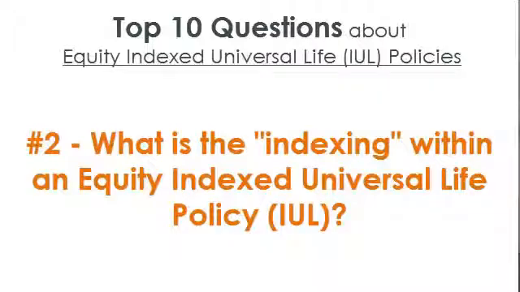Okay, question number 2. What is the indexing within an Equity Index Universal Life policy, or an IUL? What is indexing exactly? Why do they call it an Index Universal Life, Equity Index Universal Life contract? Well, it's called an Equity Index Universal Life contract because the strategy of indexing is used in the contract. Indexing is basically putting your excess premium into a side account, if you will, that actually operates between a floor and a ceiling in most instances.